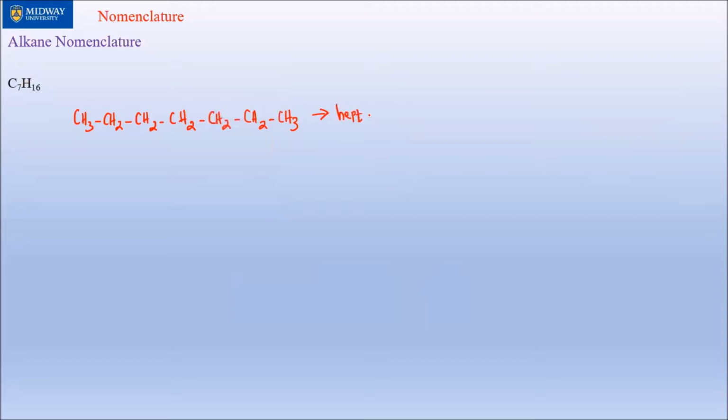Because 7 is heptane. Now let's try a different isomer. Let's draw this time.